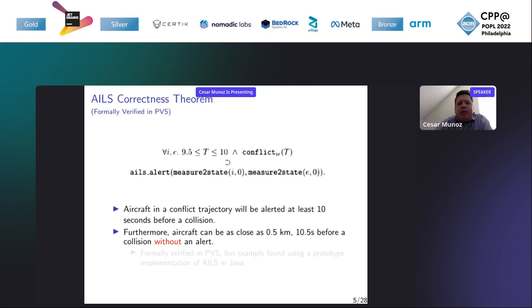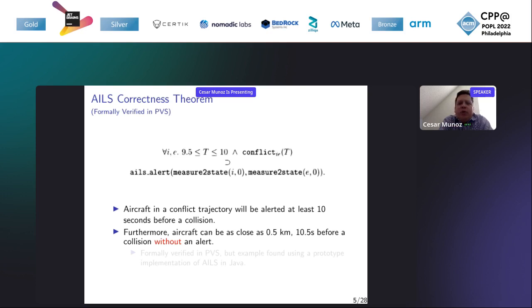The left-hand side of this implication is everything about continuous mathematics, everything about trajectories. It is not the algorithm. It considers on-chip trajectories and intruder trajectories that are continuous functions. The right-hand side of this implication is about the algorithm. So if there are trajectories that lead to a conflict, then an alert is going to be issued. So this is a positive verification that we found that the look-ahead time for issuing an alert is 10 seconds.